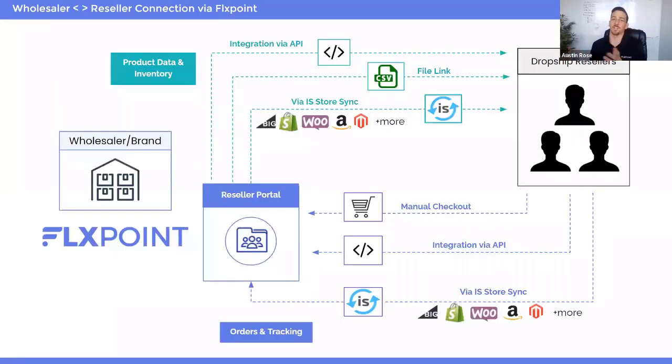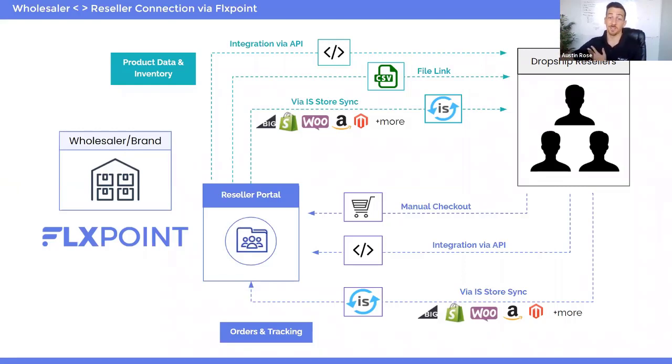I'm going to talk about the connection and kind of visualize this for you guys. So this is me as the wholesaler or the brand connecting to my dropship resellers here on the right-hand side. So here on the left, I'm hooked into Flxpoint. I have a reseller portal. I'm able to provide my product data and inventory via the Flxpoint API, or I can provide it to my dropship reseller through a generated feed file.